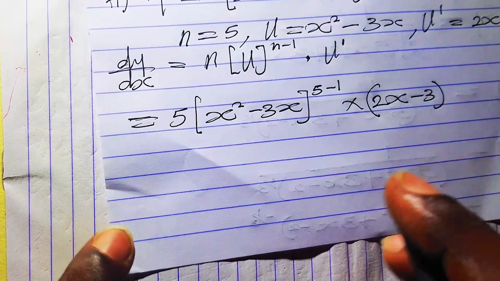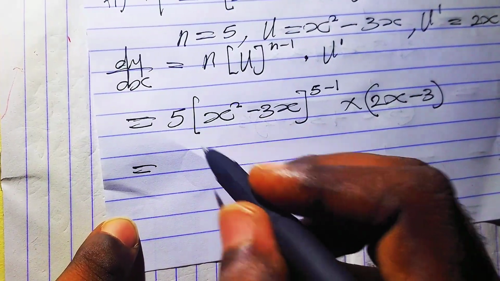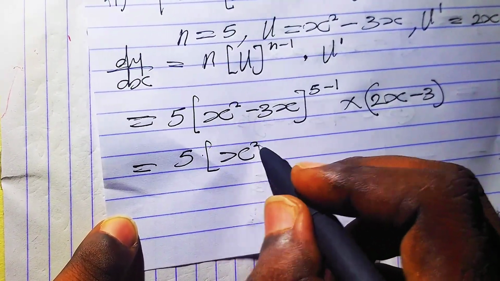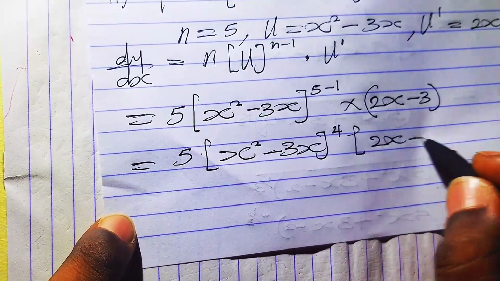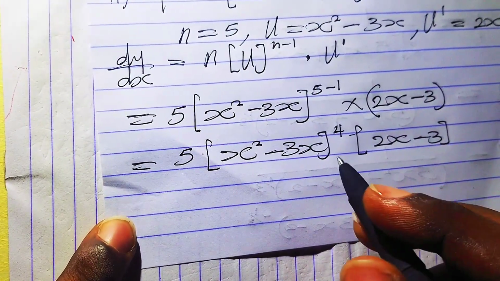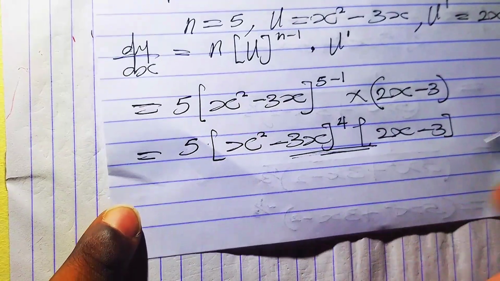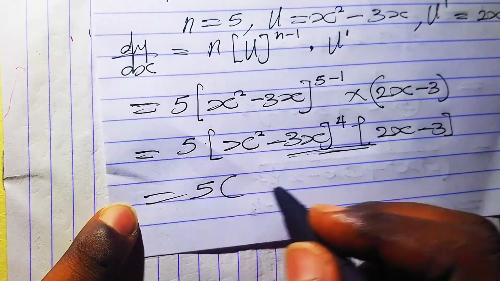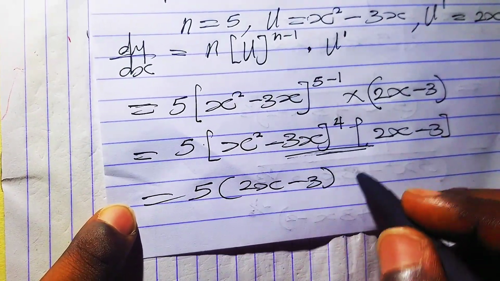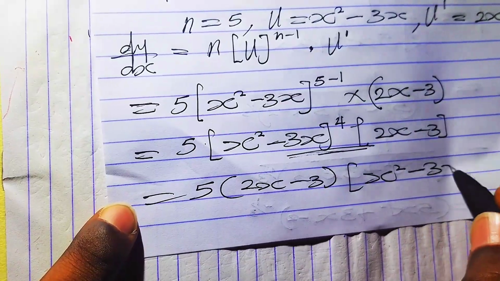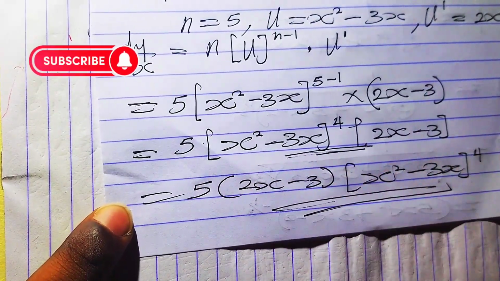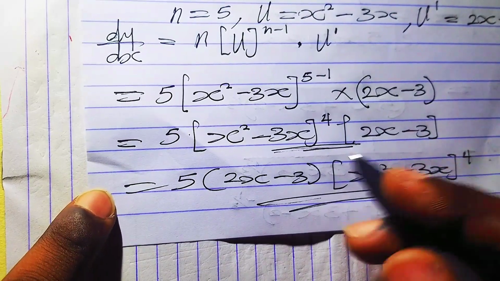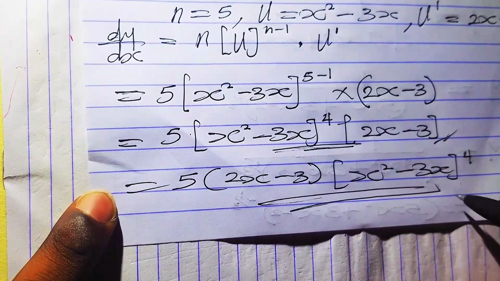Okay, and therefore this can be written as 5 in the bracket, x squared minus 3x raised to the power of 4, in the bracket 2x minus 3. This basically is the answer, but we can write it as 5 in the bracket 2x minus 3 in the bracket x squared minus 3x raised to the power of 4. I just decided to write it out in ascending order of the powers. So basically this is the answer.